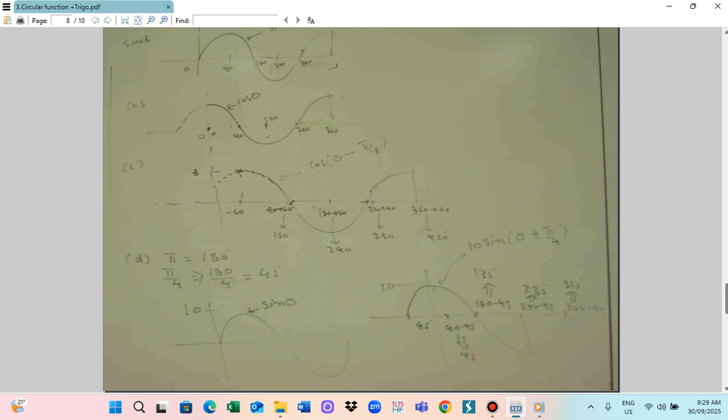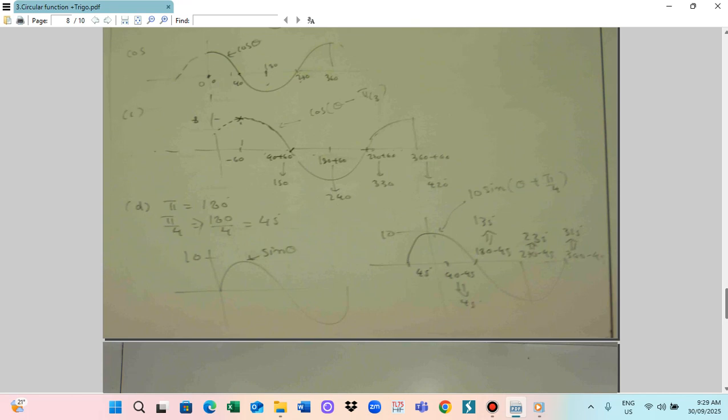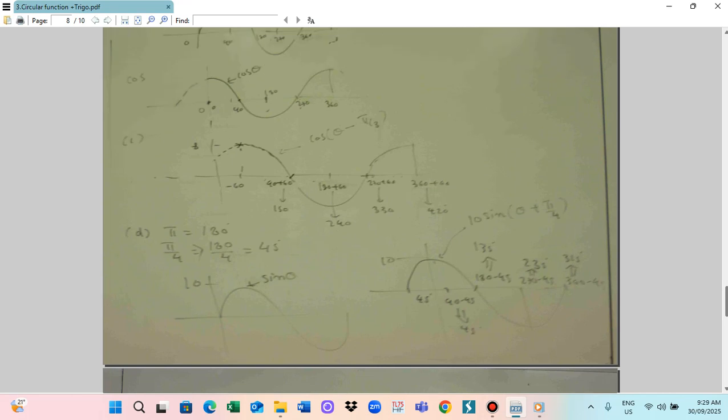Okay, this one is also changing to this side. So instead of writing 90, it is 90 plus 60, and instead of 180 it is 180 plus 60. Instead of writing 270, it is 270 plus 60, and instead of 360, it is 360 plus 60. So then we use 150, 240, 330, and 420. So this is the cosine theta minus pi by 3 graph. So this is the answer C.